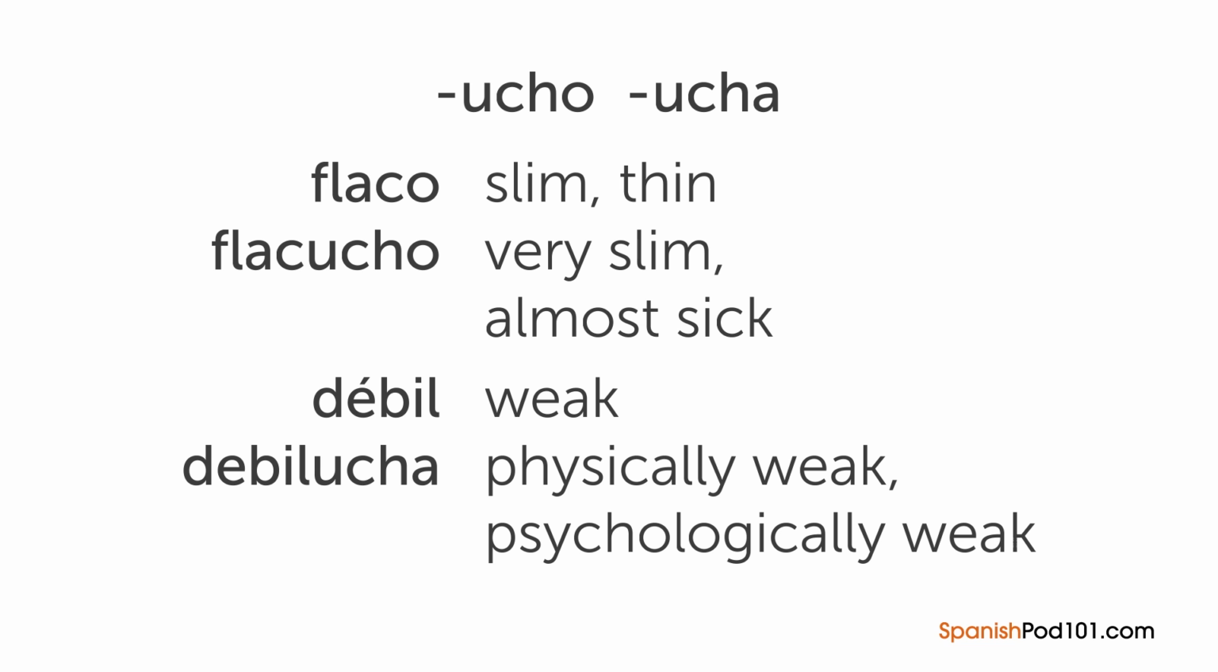A common pejorative suffix is ucho or ucha. For example, from flaco, slim or thin, we get flacucho. When used in a pejorative sense, it means very slim, as in almost sick. Another example would be for the adjective débil, weak. We get debilucha, used to describe a woman who is physically or psychologically weak.